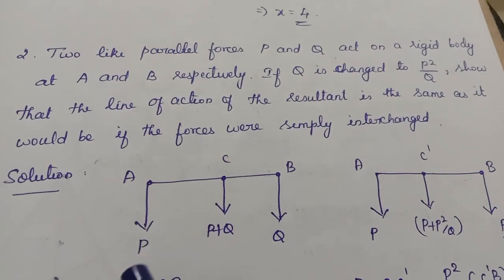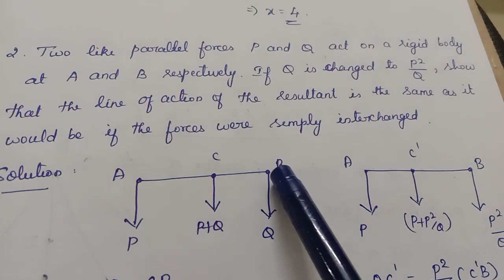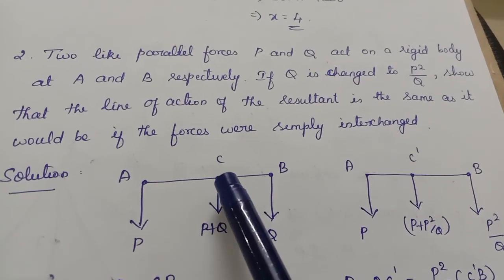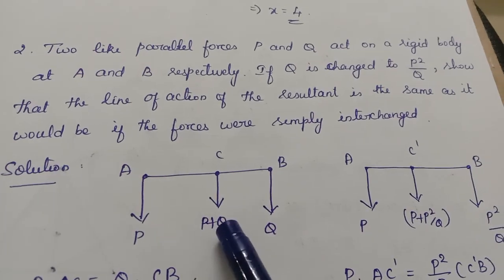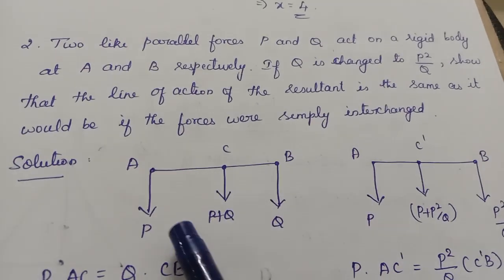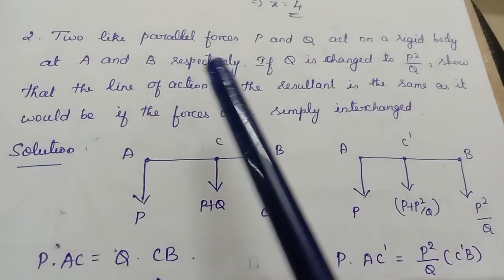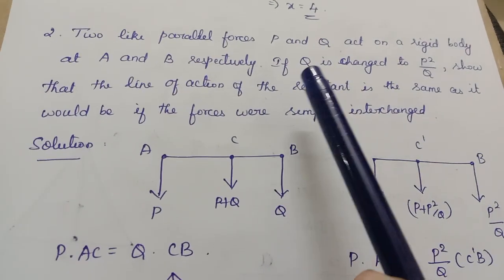So I have two like parallel forces P and Q, which are acting at A and B. Now, so the resultant will be somewhere at C. P plus Q is the resultant. It will be acting at C, where P into AC equal to Q into CB. So this is the result for the first statement. What is the second statement given?